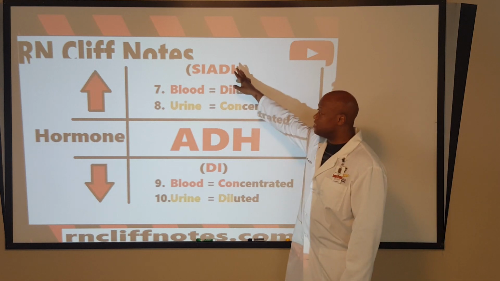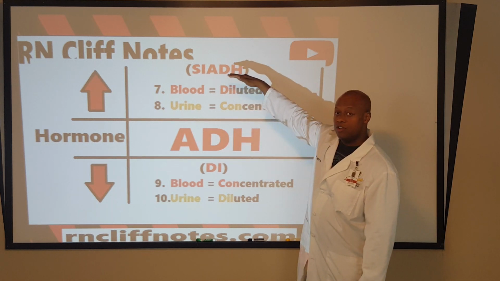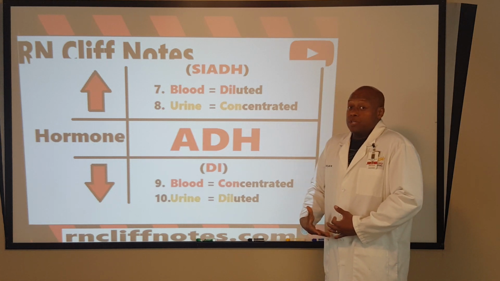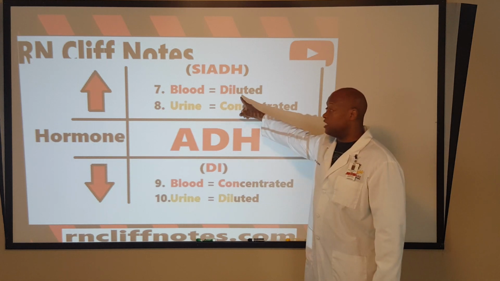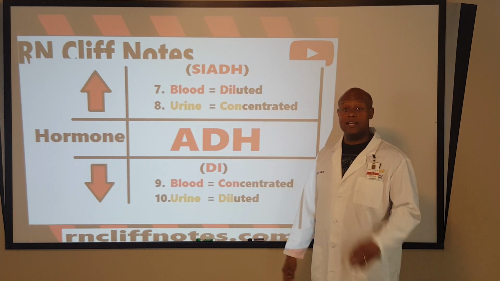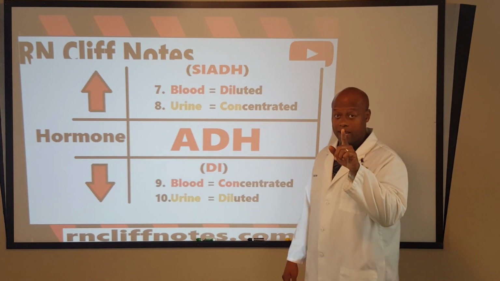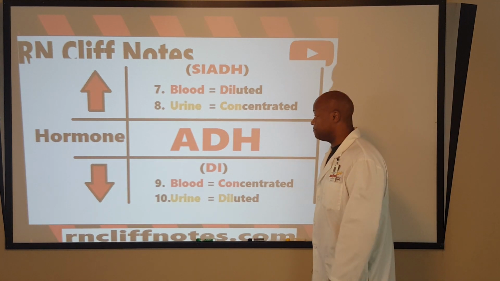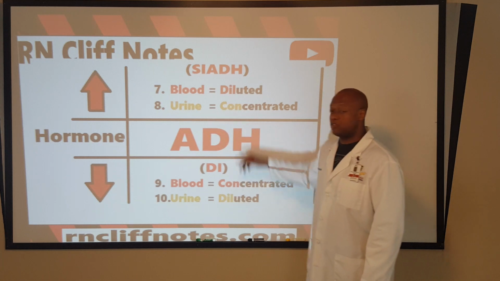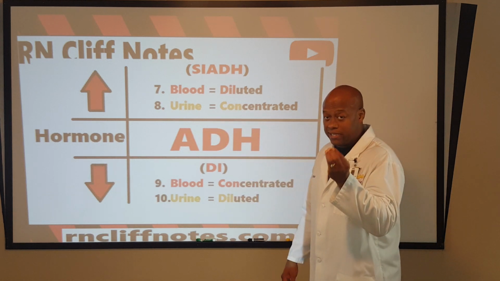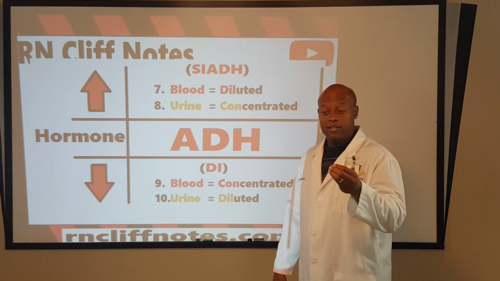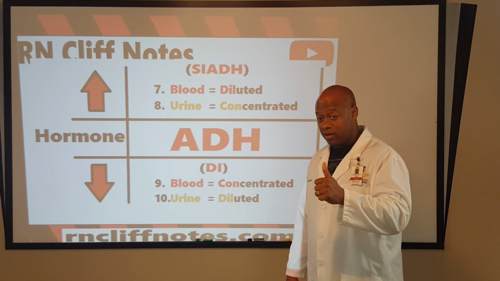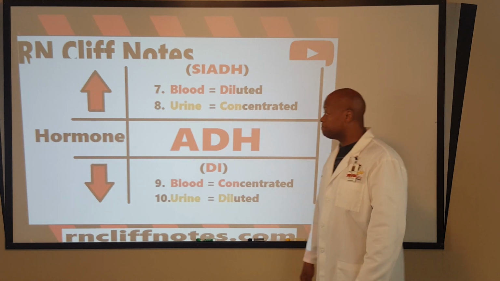With SIADH, too much ADH, what's that person doing? Holding on to all their fluid in the bloodstream, resulting in diluted blood, watered down blood. Now think about that, that's dangerous, right? In terms of blood pressure and electrolyte balance, absolutely. Then their urine is going to be super concentrated. So the little bit that they let out, those little drops, they're going to be highly, highly concentrated because most of the water is back in the person's blood, okay?